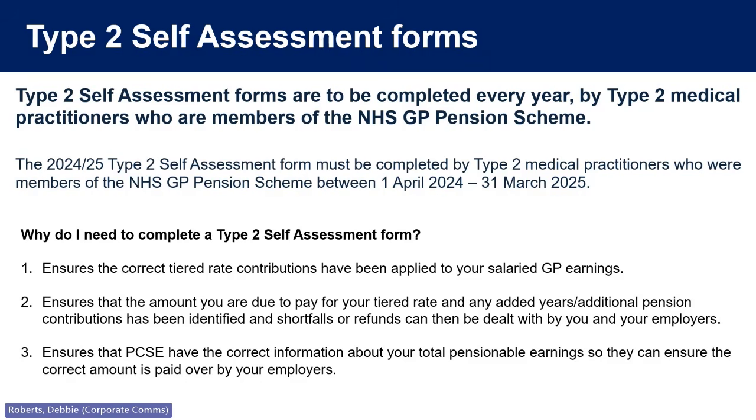It ensures the correct tiered rate contributions have been applied to your salaried GP earnings. It ensures that the amount you are due to pay for your tiered rate and any added years or additional pension contributions has been identified, and shortfalls or refunds can then be dealt with by you and your employers. It also ensures that PCSE have the correct information about your total pensionable earnings, so they can ensure the correct amount is paid over by your employers.